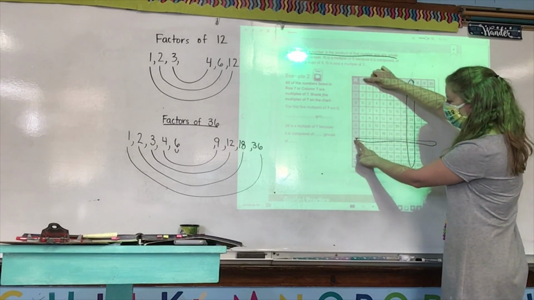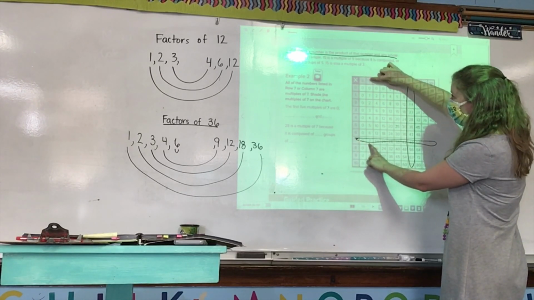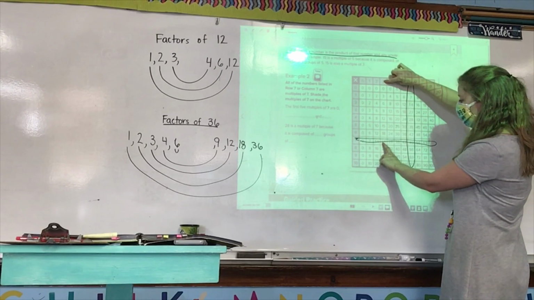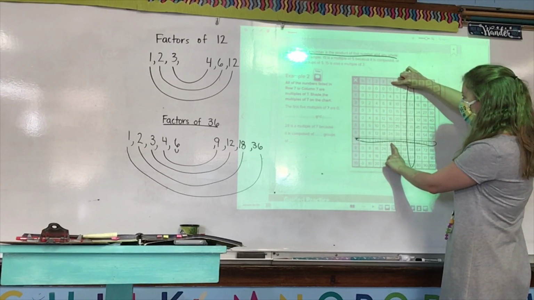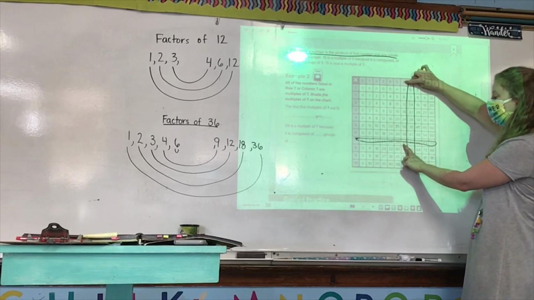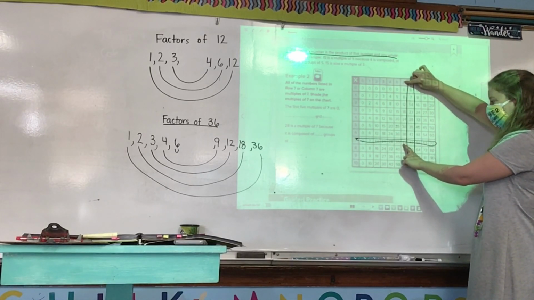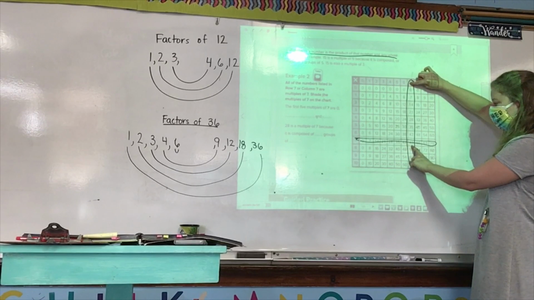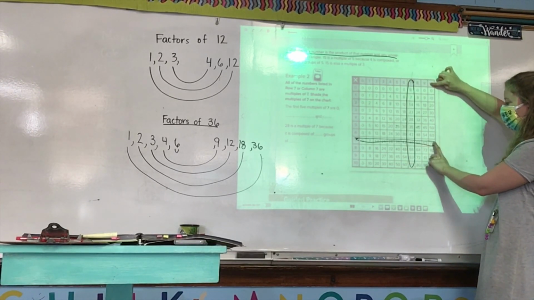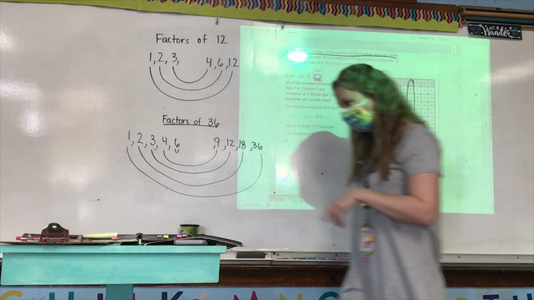Same thing here. 0 times 7 is 0. 1 times 7 is 7. 2 times 7 is 14. 3 times 7 is 21. 4 times 7 is 28. 5 times 7 is 35. 6 times 7 is 42. 7 times 7 is 49. 8 times 7 is 56. 9 times 7 is 63. 10 times 7 is 70.